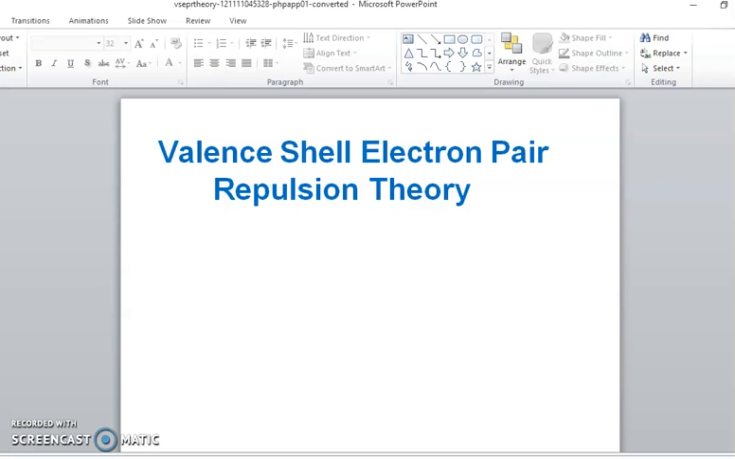That means if you take a molecule, say for example methane, there will be a central atom, in methane, carbon. And around the central atom, there will be certain electron pairs. Those electron pairs in space will arrange with respect to the central atom in a specific manner.